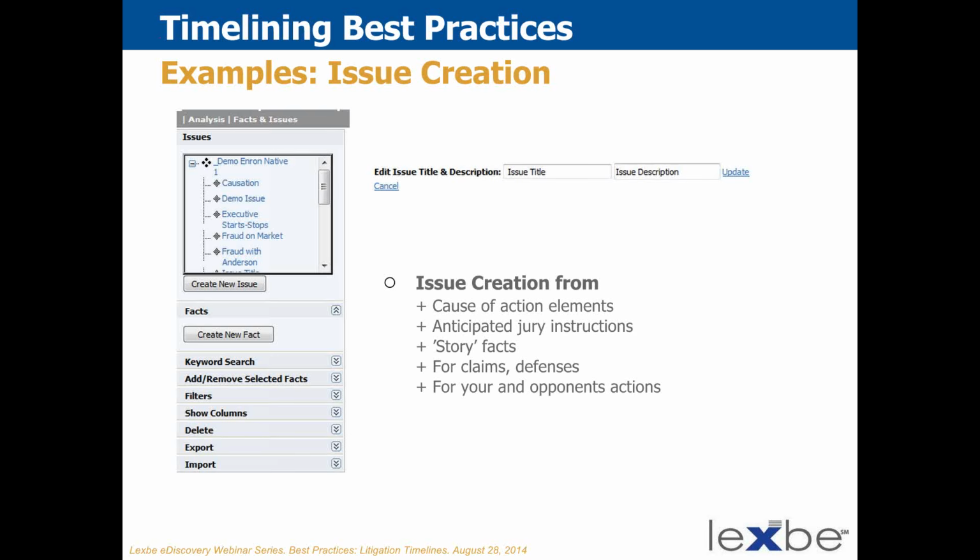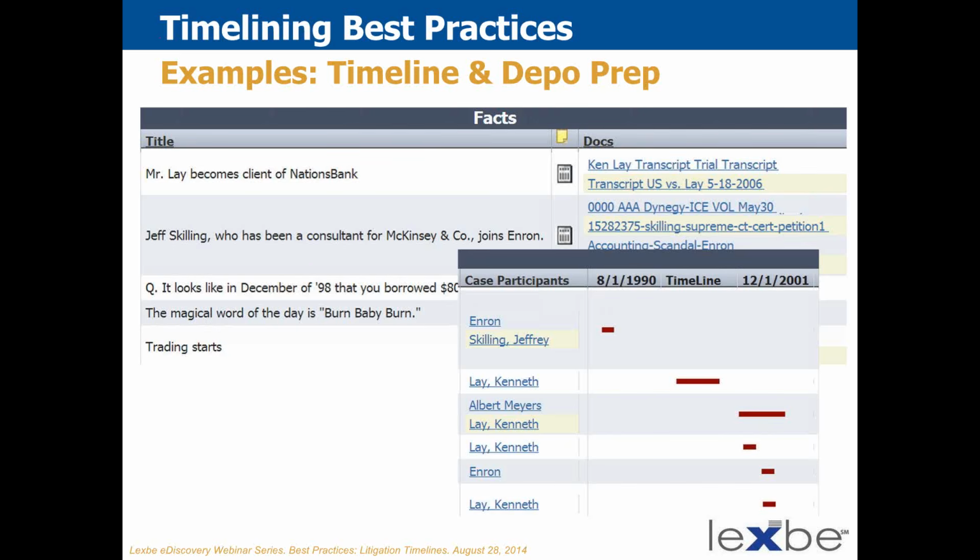Then facts can be created and tied into the document. So here a fact is on the left, and then the document link is on the right. And these could be pulled out of documents, out of transcripts. One document or transcript could have many different facts. A fact could be linked to multiple pieces of evidence, multiple transcripts or documents.